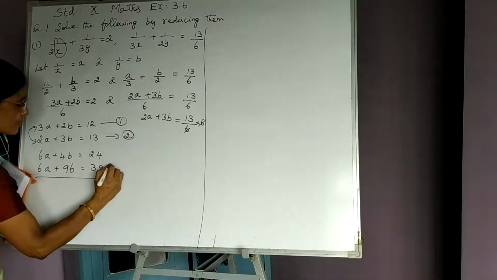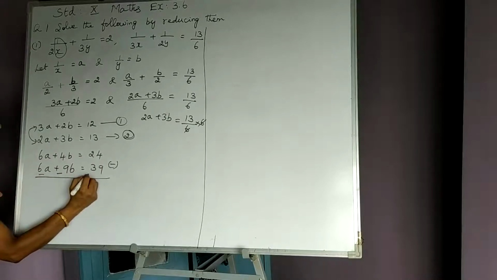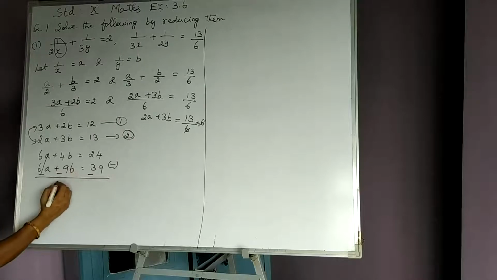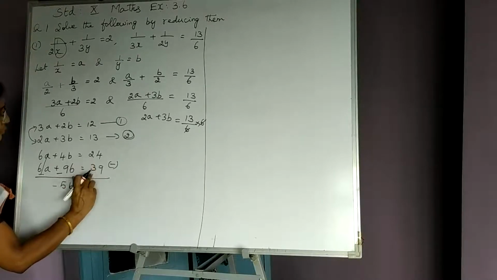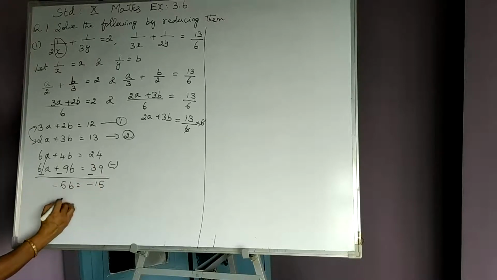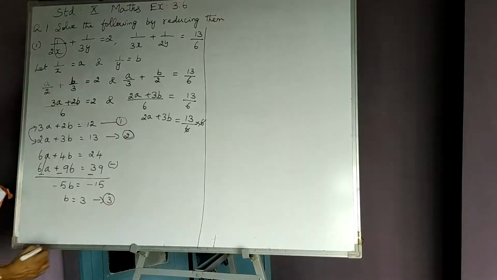I am going to subtract the equations. Therefore this becomes minus, minus, and here also minus. 6a gets cancelled. 4b minus 9b becomes minus 5b. 24 minus 39 becomes minus 15. Therefore b is equal to 3. This is my third equation.